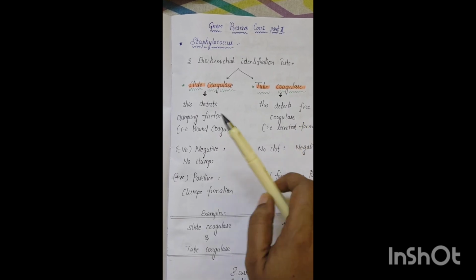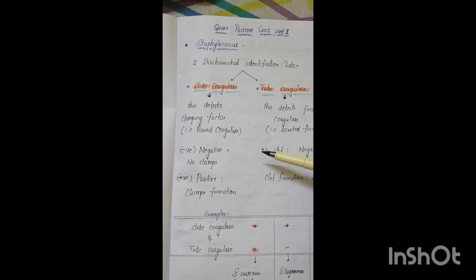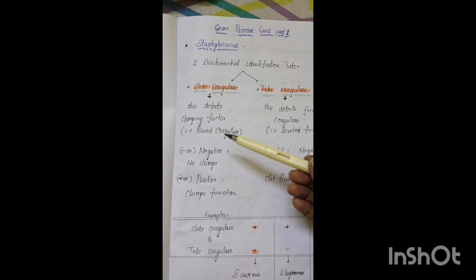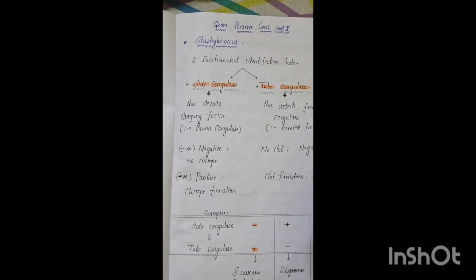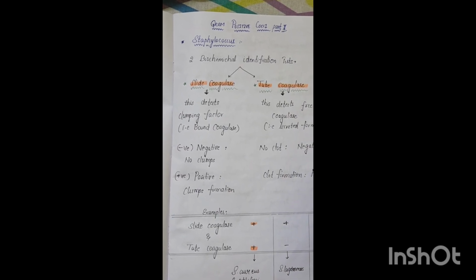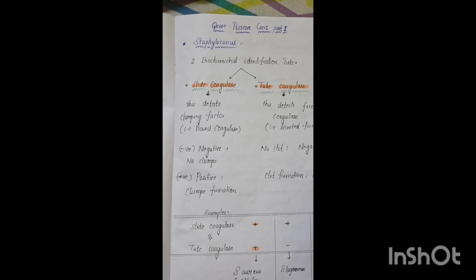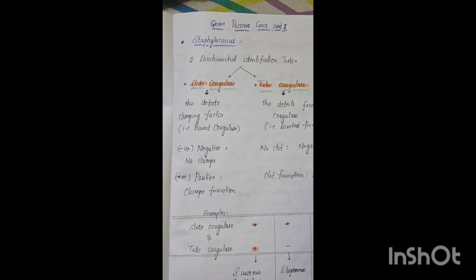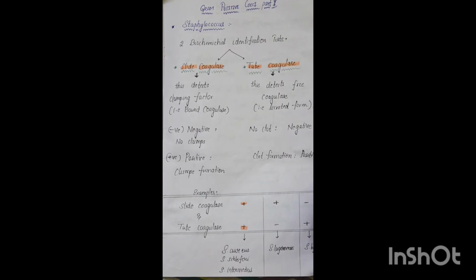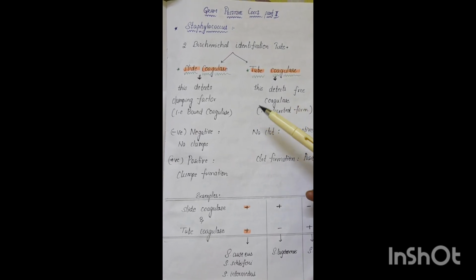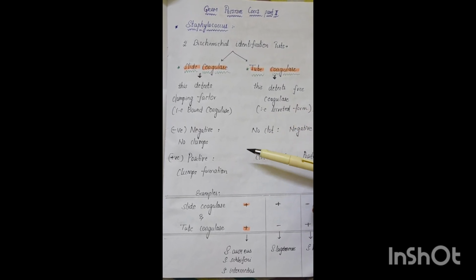So this is the commonly used test in differentiating the Staphylococcus species into Staphylococcus aureus and other Staphylococcus species. You all know that Staphylococcus aureus is the most common pathogen causing many types of skin and soft tissue infections. So the differentiation is very useful in identifying the pathogen.